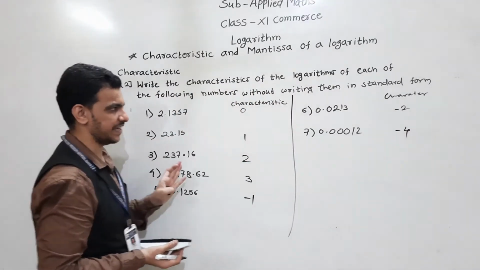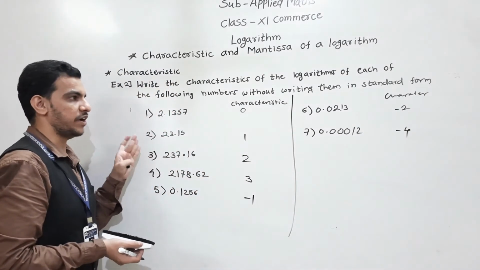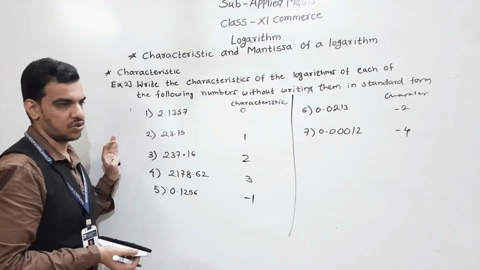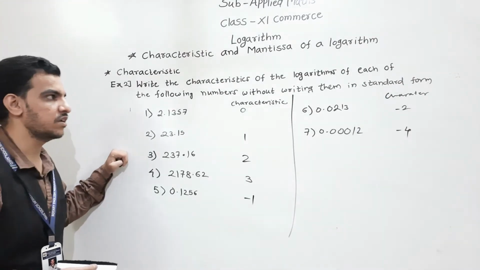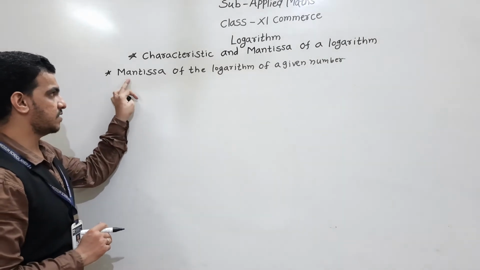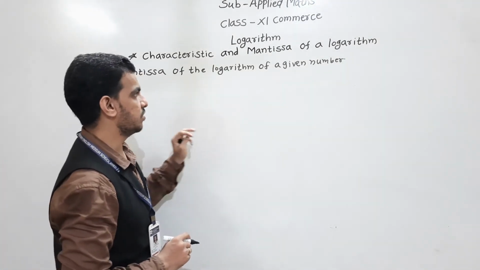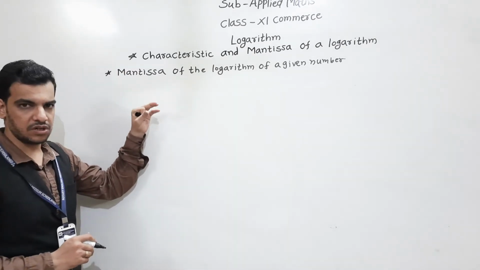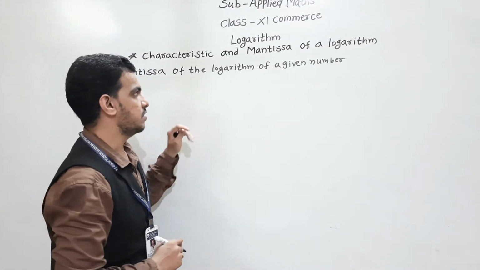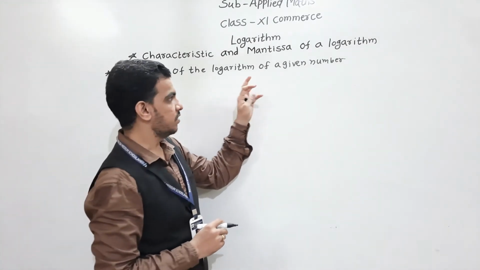Understand this, how to find characteristics. Okay, now we will take how to find the mantissa of the logarithm of this number. Now we will see the mantissa of the logarithm of a given number. For finding the mantissa we want a log table. Everyone knows that log table.